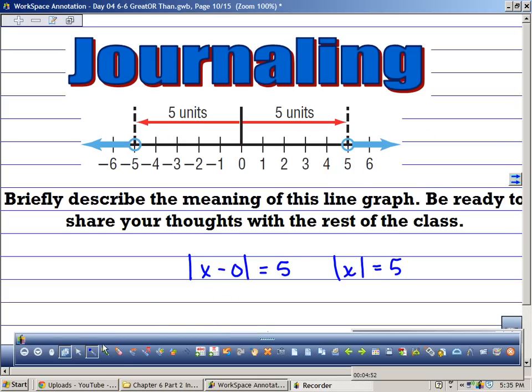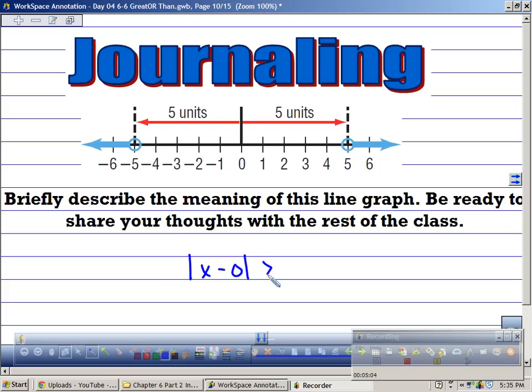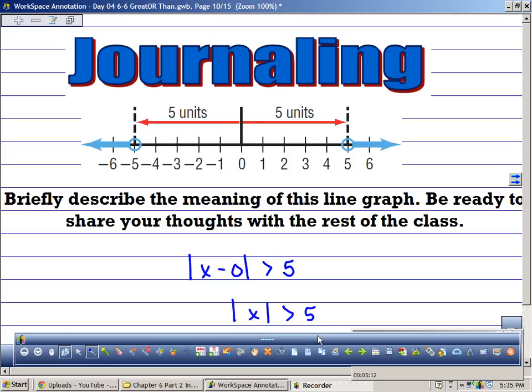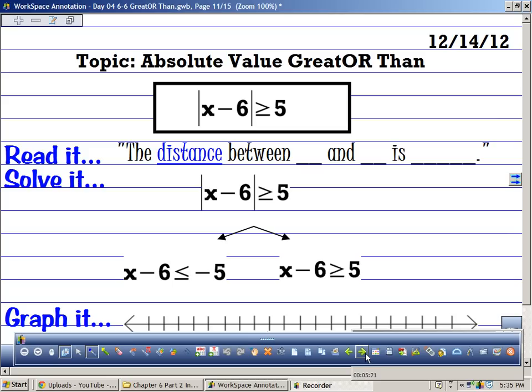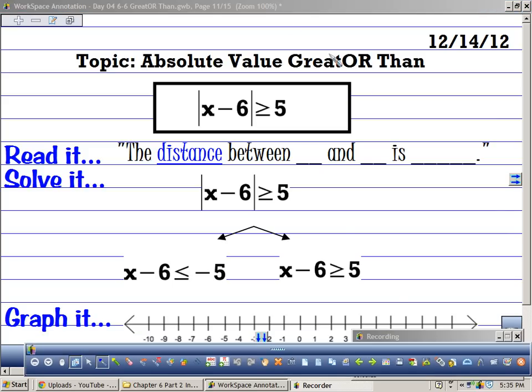So instead of writing the difference between x and 0 is equal to 5, we're going to say greater than 5. Or the absolute value of x is greater than 5. Okay, well, let's just examine this a little bit further. So here's our topic: absolute value greater than. We'll get back to exactly why it says greater in a second.